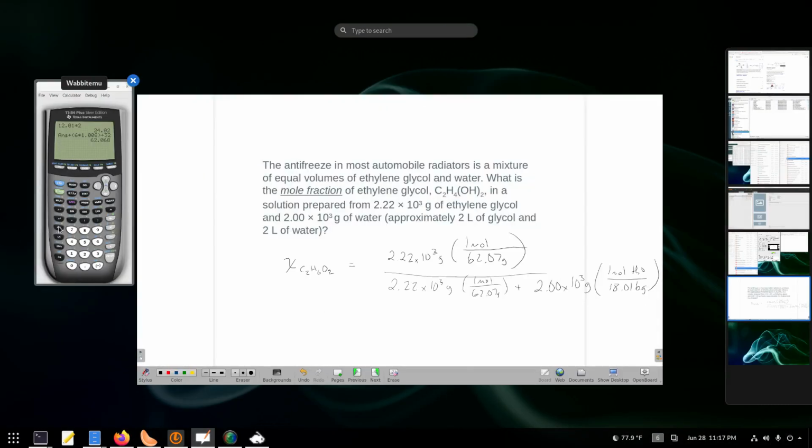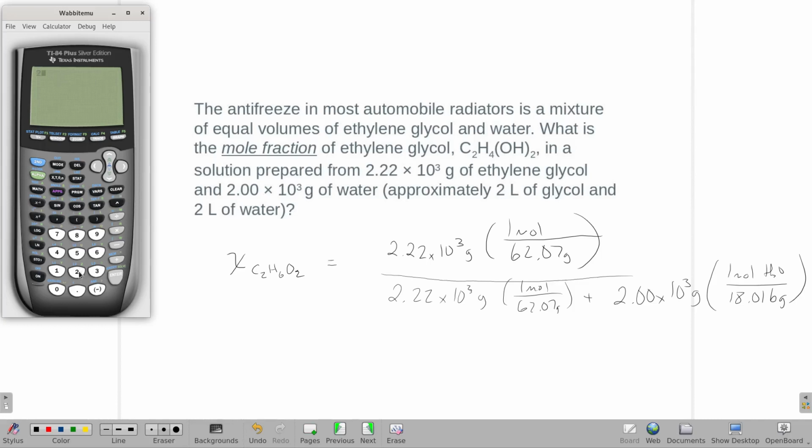Alright, let's see what our mole fraction is. So 2.22 times 10 to the third divided by 62.07 is this. I'm going to divide that by that number again, plus 2.00 times 10 to the third divided by 18.016. We get a mole fraction of 0.244.